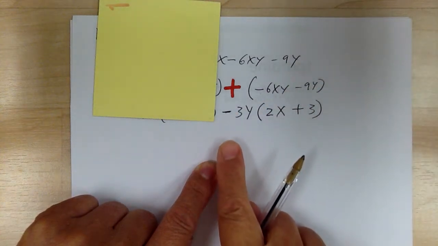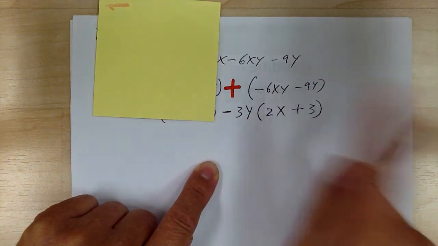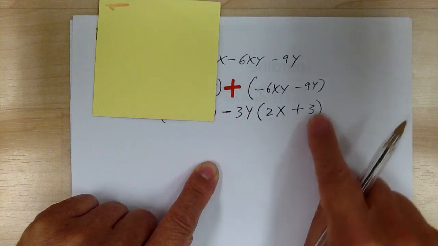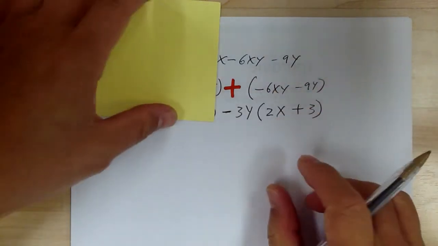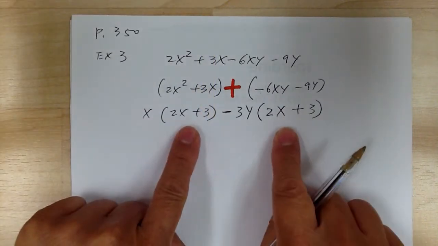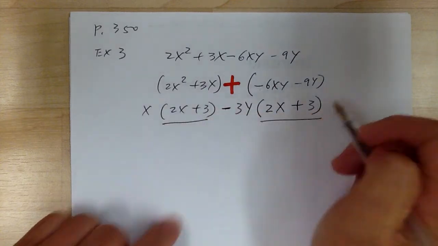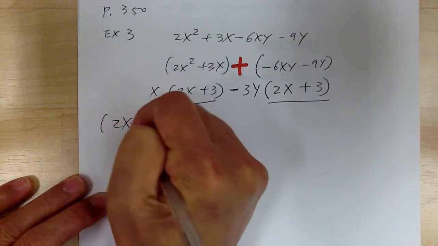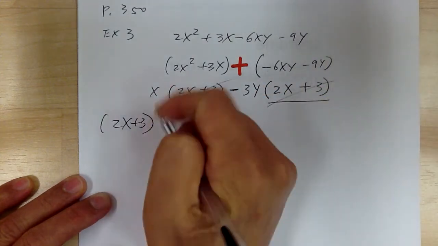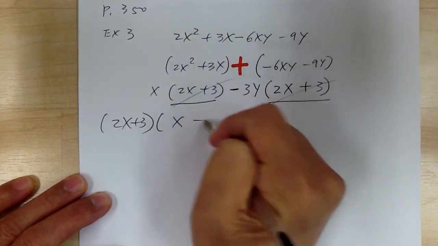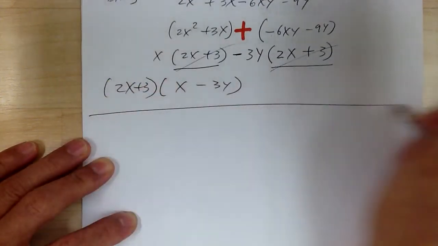Okay? And you want to double check. -3y times 2x gives you -6xy, check. -3y times 3 gives you -9y, good. Okay? So now you're done. Now you're going to bring the two together again. Well, look, wow. See how nice? So again, you can factor this out. So you're going to get 2x plus 3. And when you factor out, it's gone. So the leftover would be x minus 3y. And that's it. Okay? So one more example.